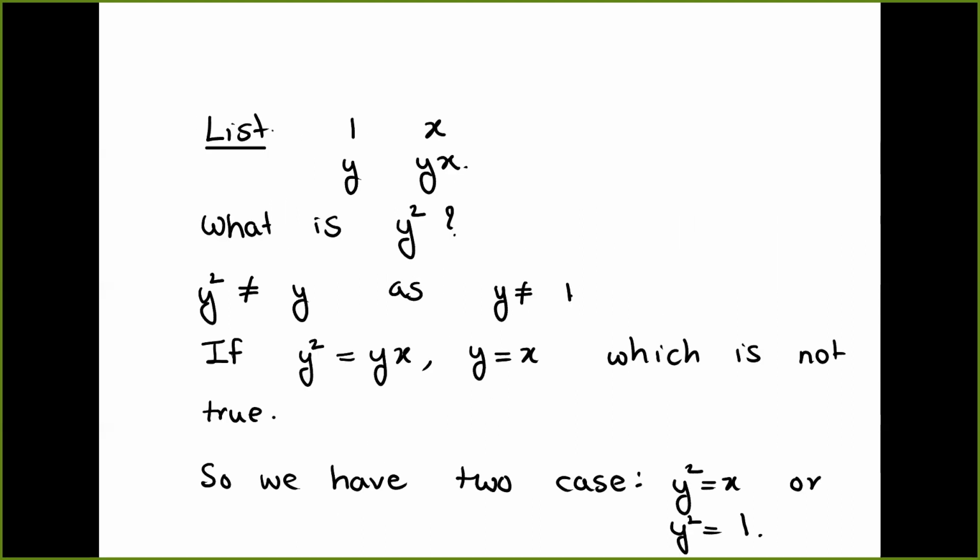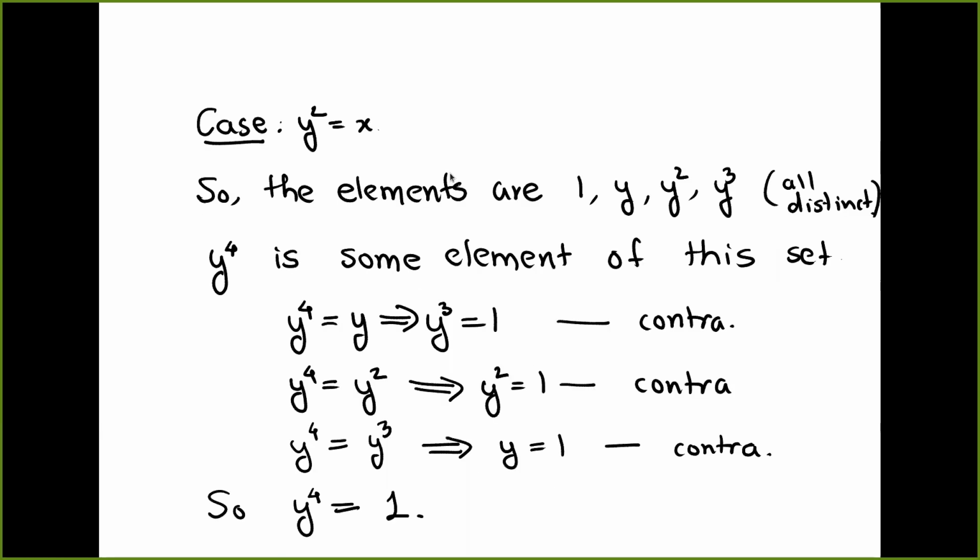So if y squared is equal to x, in this list, I have got 1, y, this is y squared, and then y times y squared. So this is y cubed. So basically, I just have all the powers of y: 1, y squared, and y cubed. And then what is y to the power 4? And they are all distinct.